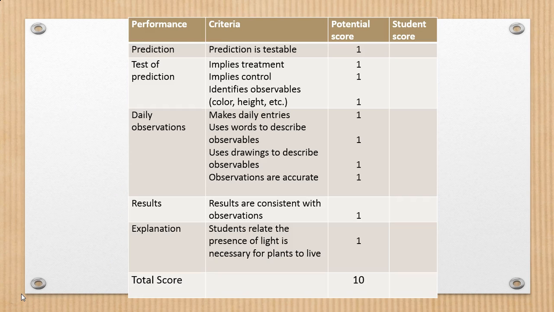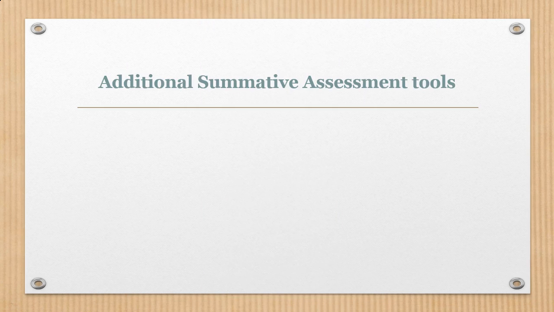Oh, and this is a sample rubric that would be used to look at a full lab. And notice that you will see what you're looking for: criteria, the prediction, testing the prediction, daily observations. So I am assuming the learning objectives are talking about the students being able to generate a testable prediction or hypothesis, that they are able to control variables, and that they are able to make accurate observations. So this rubric would go along with what your learning objectives would be asking for in a lab setting.